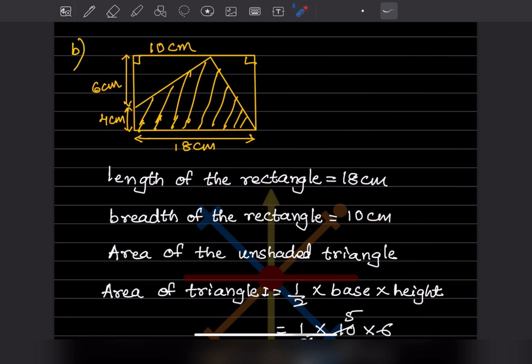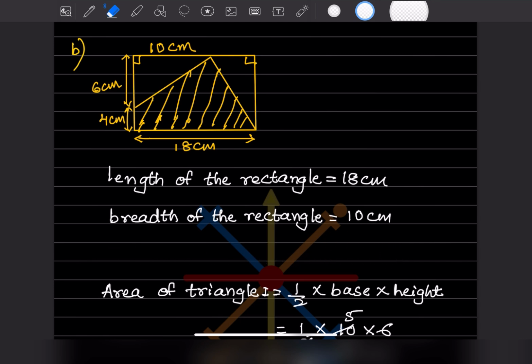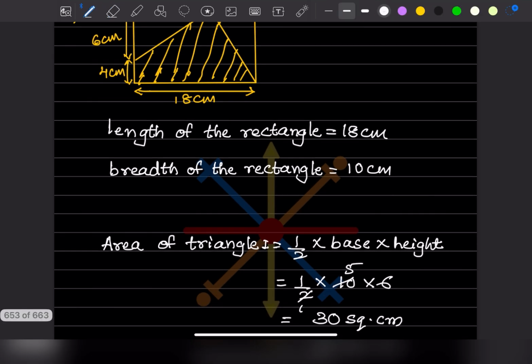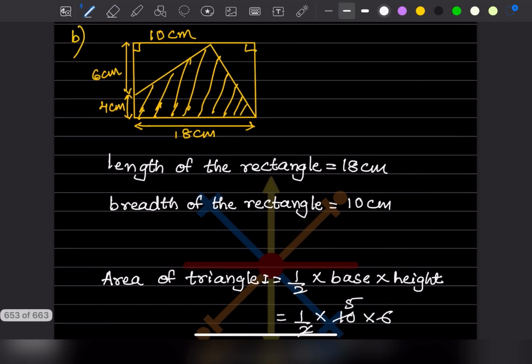And we want the area of the shaded region. We can just keep this at the side first. So we write here the area of the triangle. Can you see this triangle? This we can call triangle 1, and this we can call triangle 2.